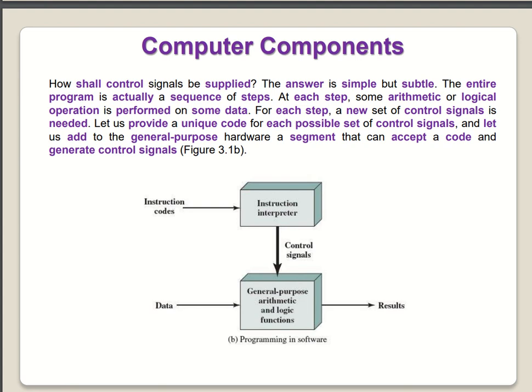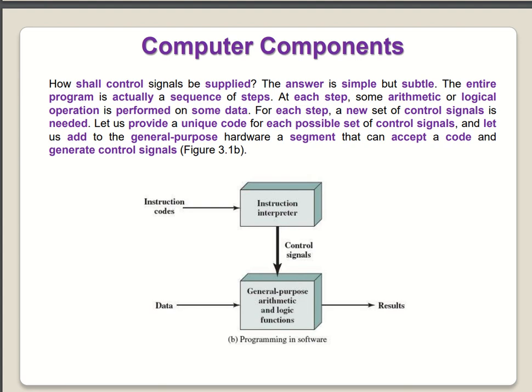So there will be a unique code for each possible set of control signals. Read control signal means the read instructions, and for arithmetic instructions, different control signals, something like that. Let's provide a unique code for each possible control signal.